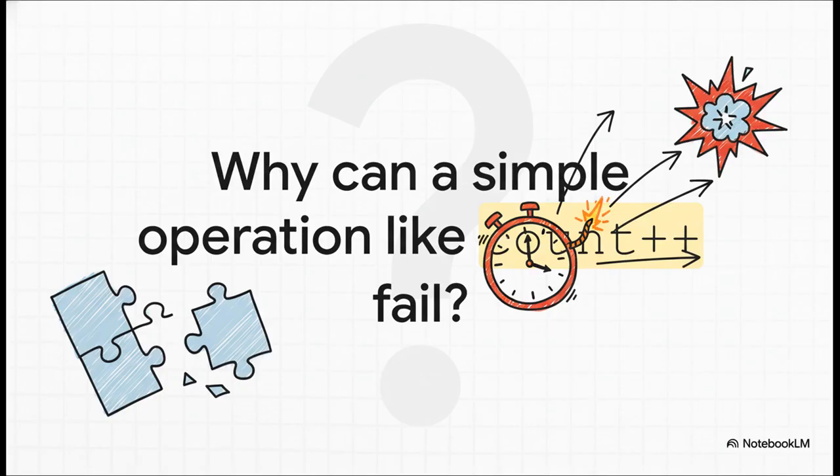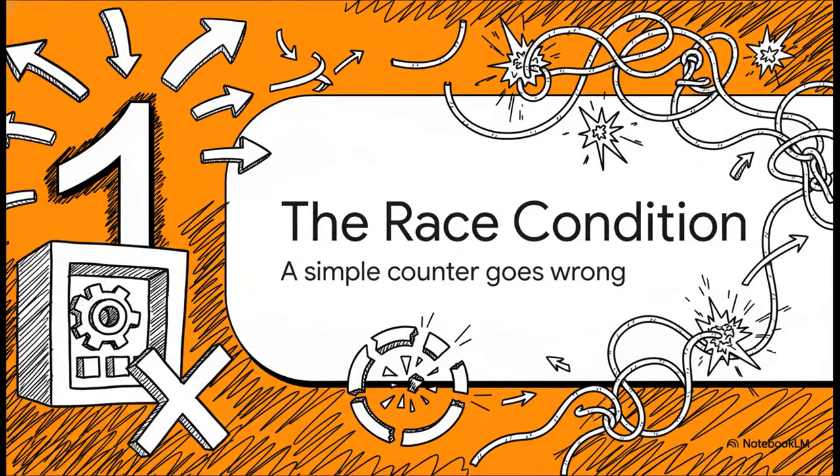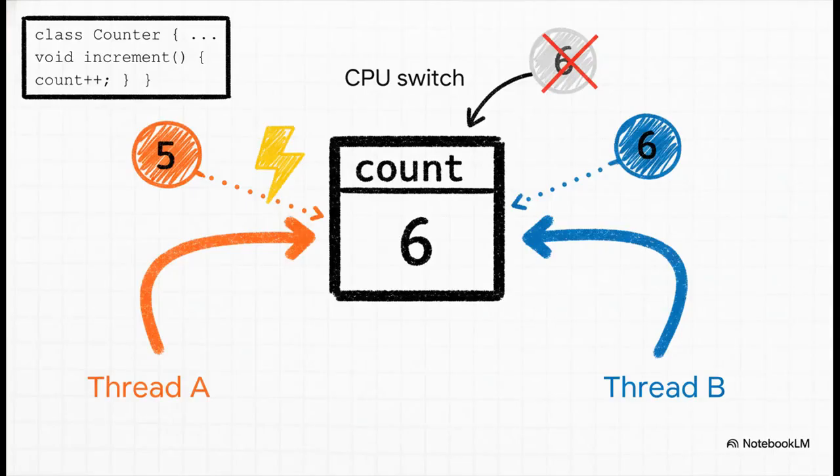But why? Okay, so before we can talk about the solution, we have to get a really clear picture of the problem. We're going to look at something called a race condition, and we'll see how a super simple counter can just completely fall apart. Check out this counter class. It couldn't be simpler, right?